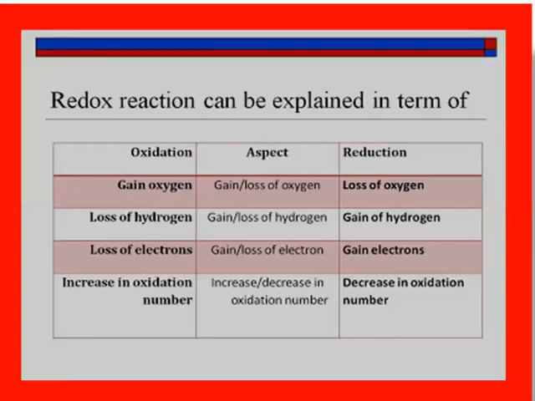Thus, reduction reaction can be explained with the aspect of gain and loss of oxygen. Oxidation is gain of oxygen, reduction is loss of oxygen. With the aspect of loss or gain of hydrogen, oxidation is loss of hydrogen, reduction is gain of hydrogen. With the aspect of gain or loss of electrons, oxidation is loss of electrons and reduction is gain of electrons.